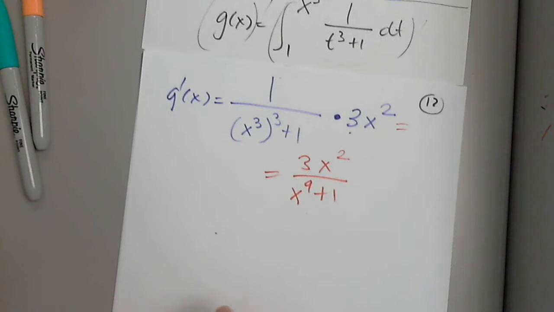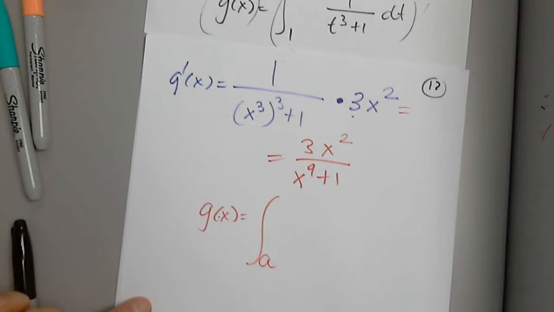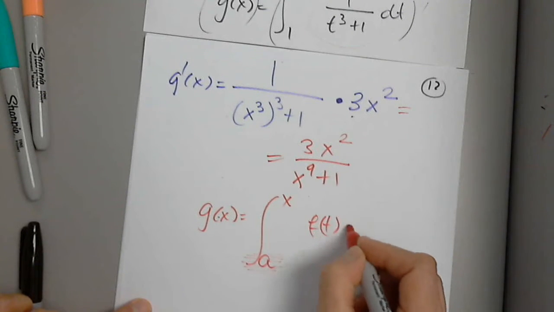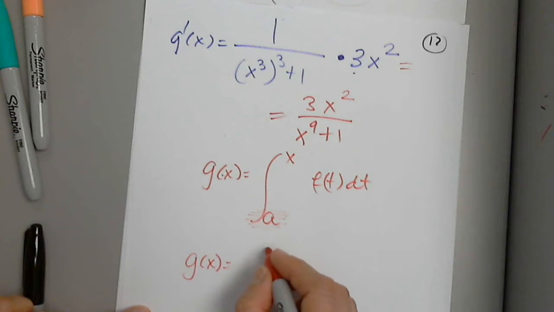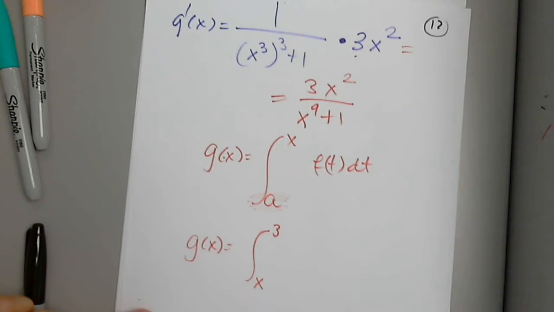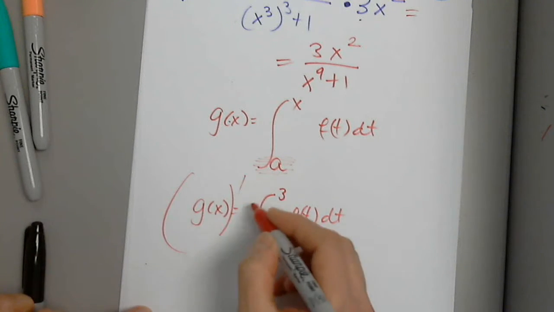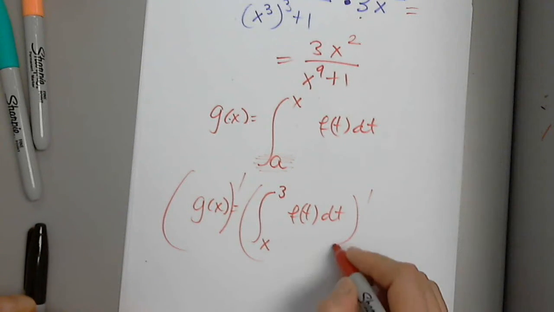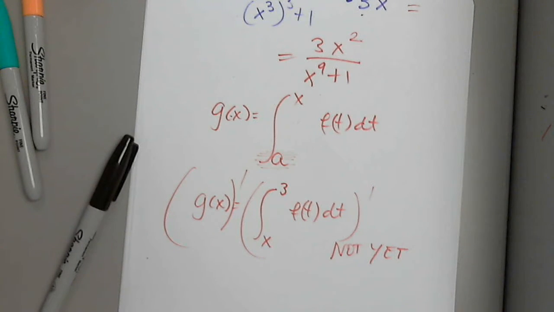Here's the second important item. You notice that g of x is always an integral from a number, but we don't really care what this number is. It doesn't come into play at all. But what if I'm given g of x as the integral from x to 3 of f of t dt? How will I find the derivative of this function? The answer is not yet. It's not presented in the correct form.